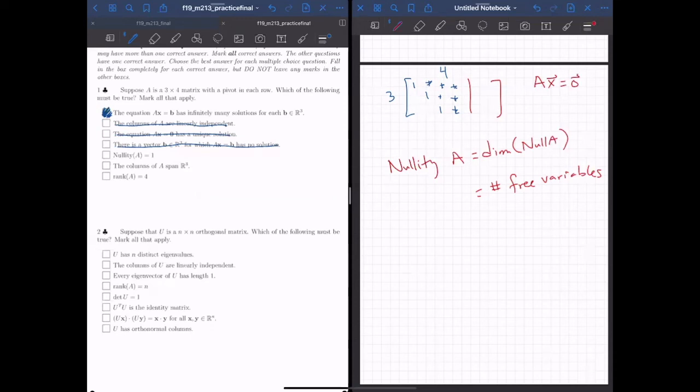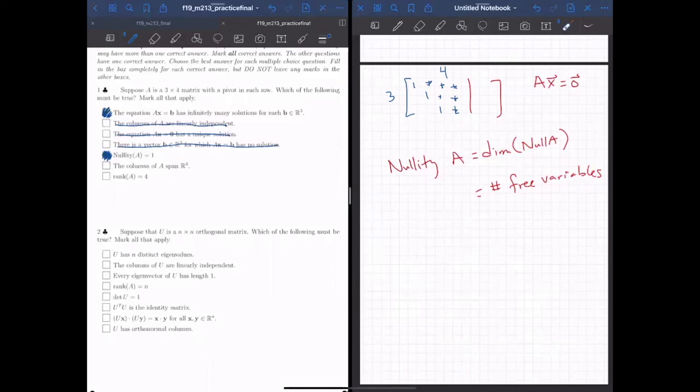The definition says it's the dimension of the null space, but when you look for a basis for the null space, the number of vectors you get in that basis is always the number of free variables you have. So the dimension of the null space is always the number of free variables. In this case, we have exactly one free variable, and therefore the nullity is equal to 1. So you can think of it in those two different ways.